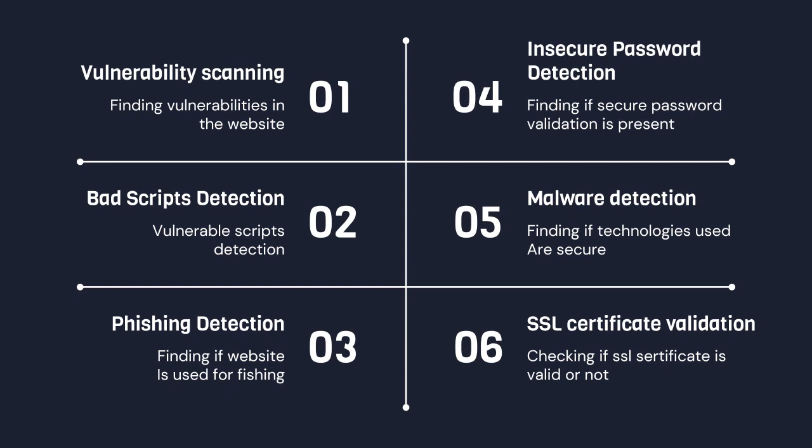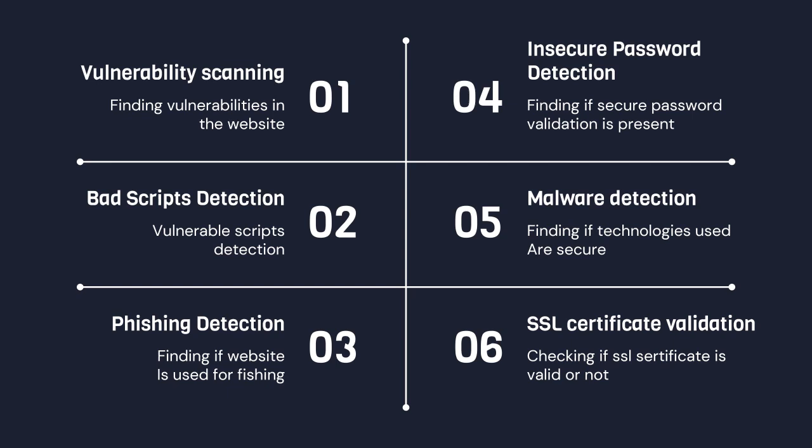Third thing, phishing detection. The software is going to scan the website and detect if the website has any form that is used for phishing, or a page that looks like a website like Facebook or Instagram and is getting used for phishing. The fourth thing is secure password detection. If the website is transporting the password to a third party, or even to some API, is it encrypting it or not? We are going to detect that.